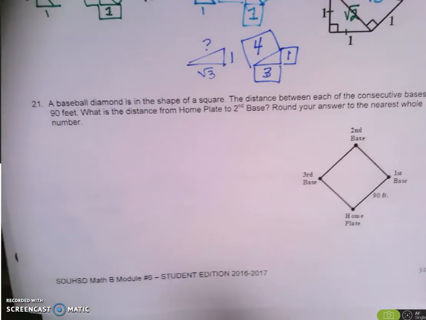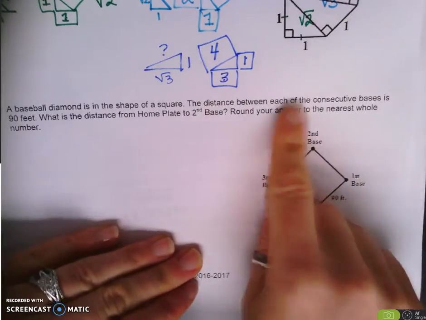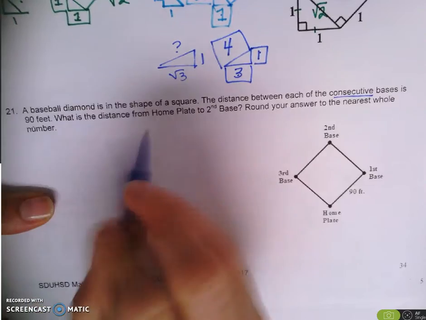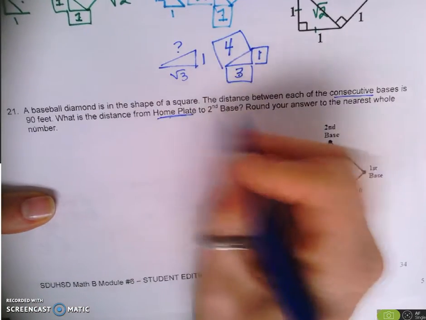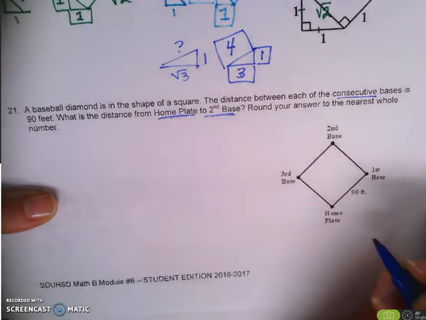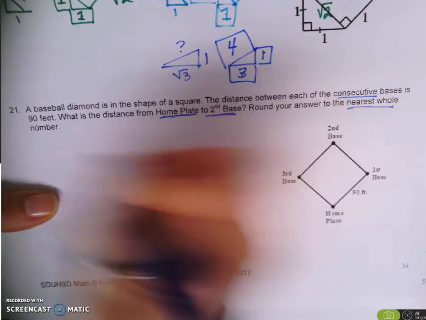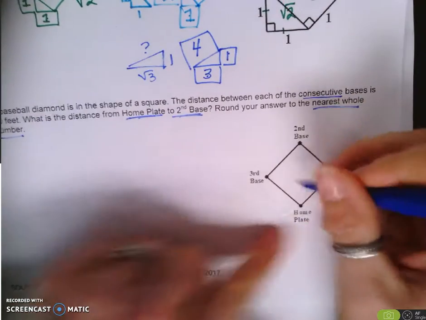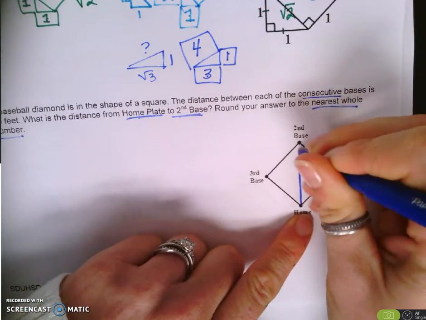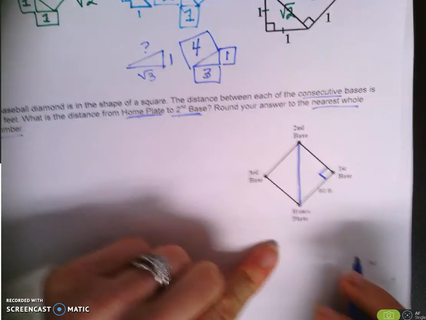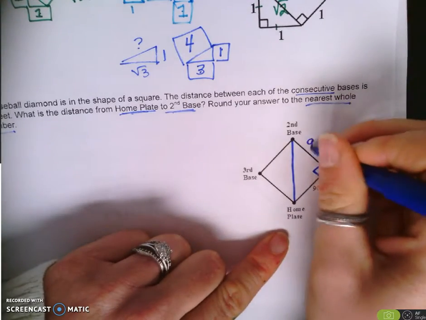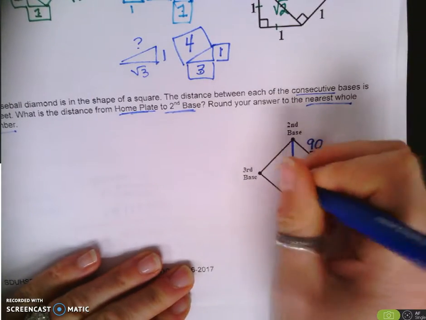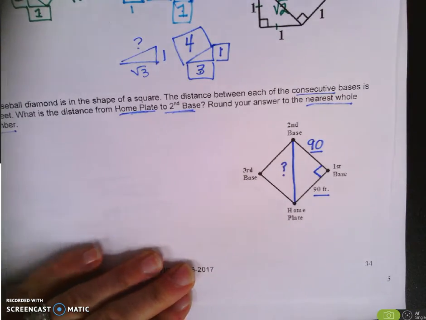21. A baseball diamond is the shape of a square. The distance between each of the consecutive bases, meaning 1, 2, 3, is 90 feet. What's the distance from home plate to second base? Round your answer to the nearest whole number. So let's see. If we're going from home plate to second base, hey, we have a right triangle. We know this is 90 and this is 90. So we want to find the hypotenuse length.